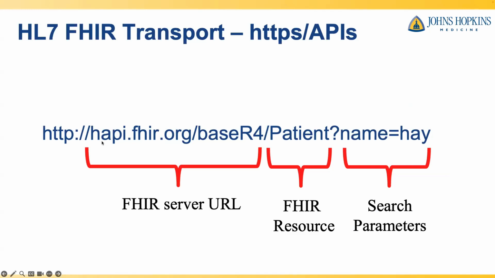In our case, this is a public server, which is supplied by a company called Happy. And this is their URL. And we're saying to use the R4 version of it. Then this is where FHIR becomes unique. So we're saying the type of resource, or the type of information we want replied back to us, is going to be a patient object or a patient resource where, and I'm going to say the name is equal to hay. So I'm going to step out of this for a second.